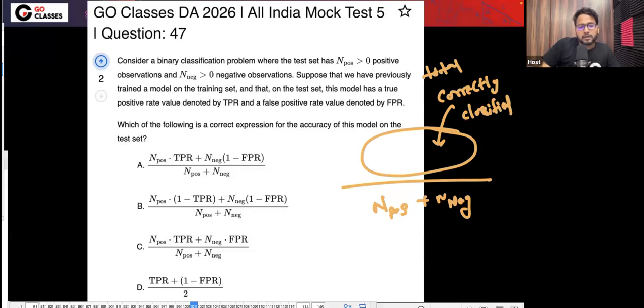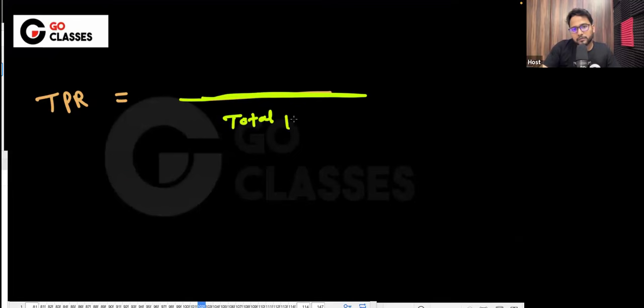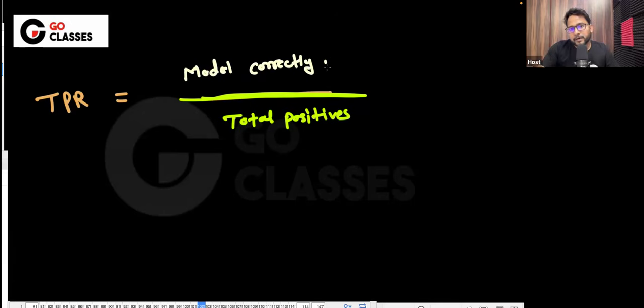Now TPR, which is the true positive rate, means this is the total positives. Out of these total positives, how many are actually truly positive, right? So this is basically the model's correctly predicted positives.